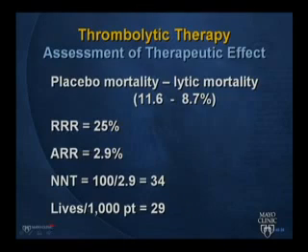The way I like to think about these, just for nice round numbers, is the number of lives per 1,000 patients treated that you're saving. So for lytic agents, for this example, it works out to 29 lives for 1,000 patients treated. And that's a realistic number.